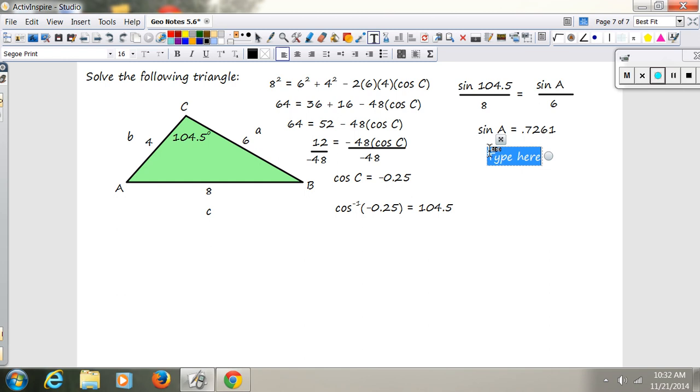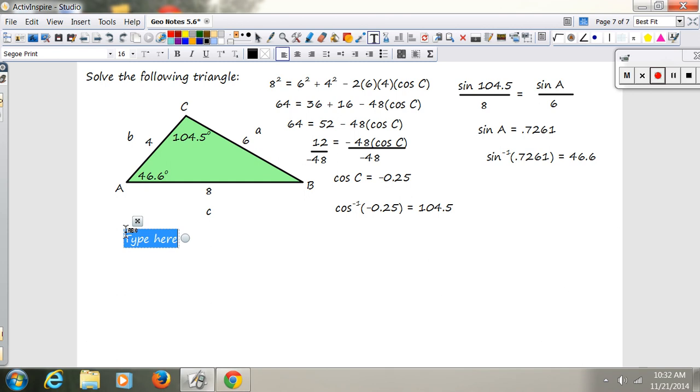And then we need to put that on the inverse. So sine negative 1, 0.7261 in our calculator. And you get inverse sine of 0.7261. Be careful not to use cosine. We're using sine now, law of sines. You get 46.6 degrees. So that angle A over here is 46.6 degrees.